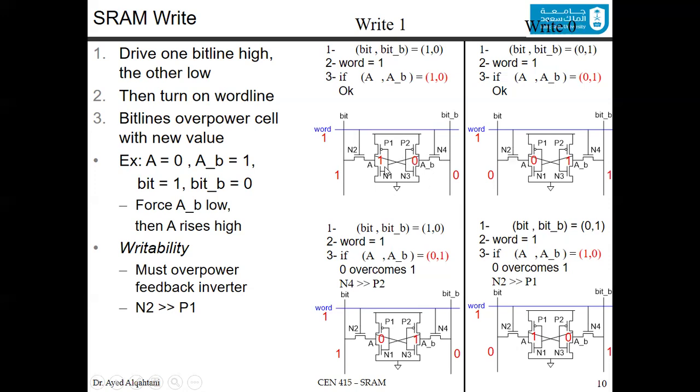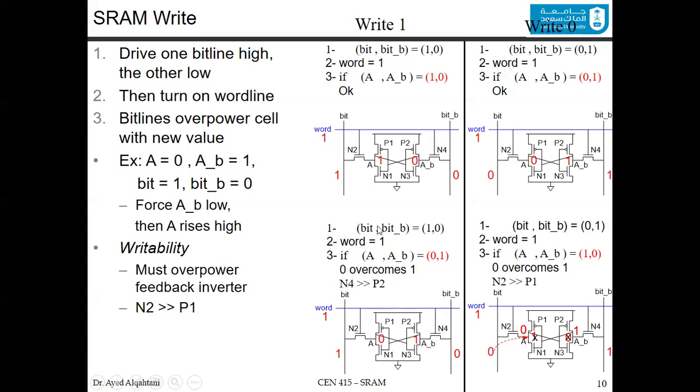Actually, basically, you've done nothing because the value that you want to write is matching what's inside the cell. Writing a 0, now you have 0 and 1, and what's inside the cell is also matching what you want to write, so it's also 0 and 1. If that's the case, there is no overcoming here, so everything works fine. Now, let's see what will happen if the value of the cell is different than what's in bit and bit bar.